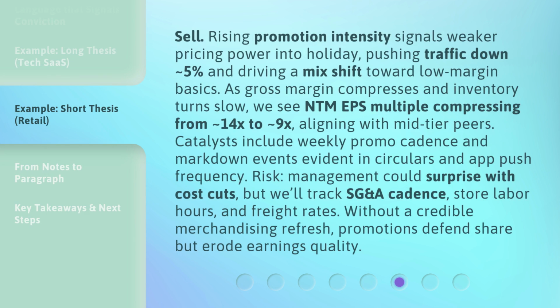Sell. Rising promotion intensity signals weaker pricing power into holiday, pushing traffic down approximately 5% and driving a mix shift toward low-margin basics. As gross margin compresses and inventory turns slow, we see NTM EPS multiple compressing from approximately 14x to approximately 9x, aligning with mid-tier peers.